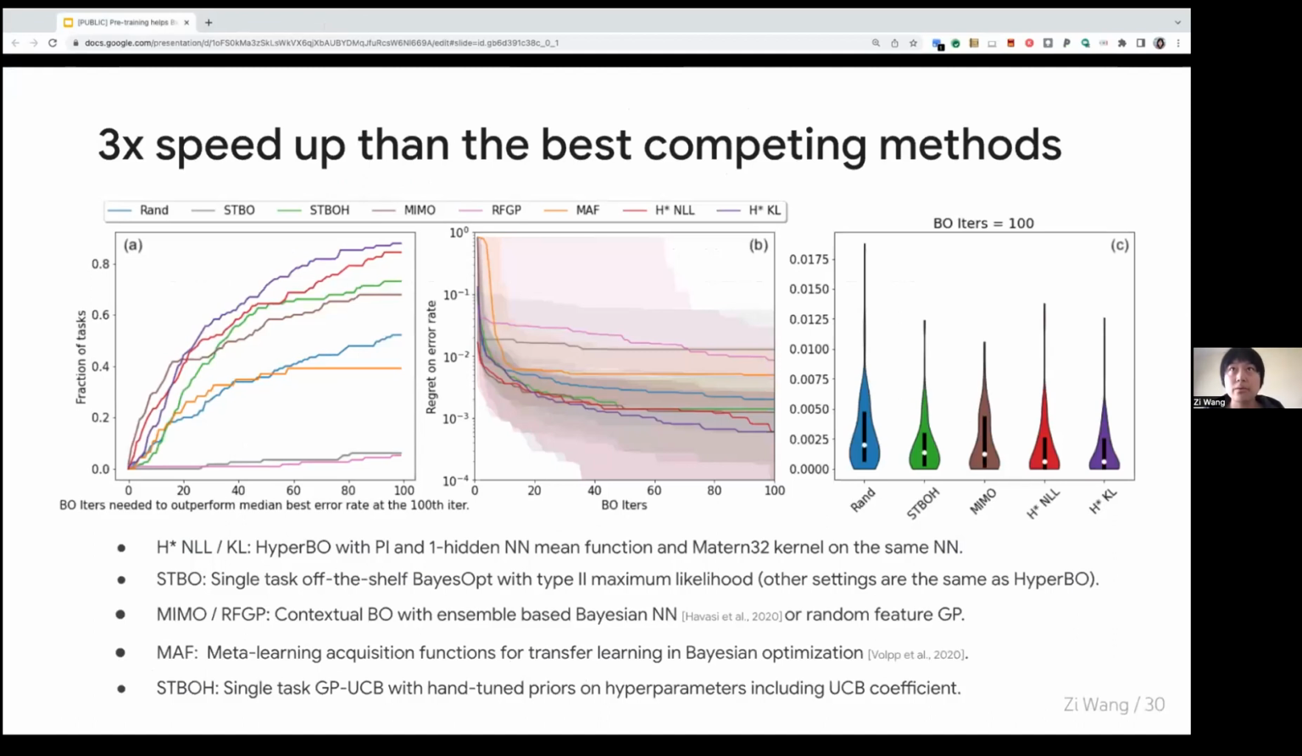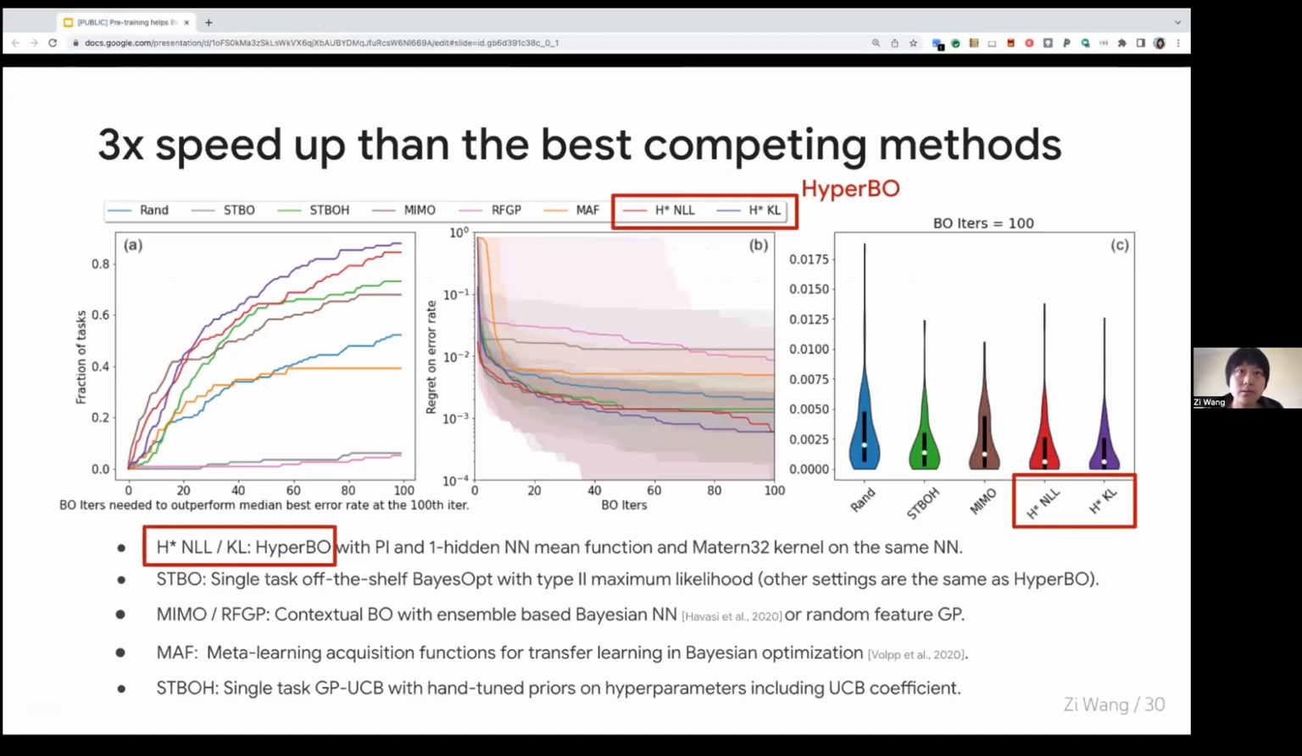We evaluated on this data set for our approach, which we abbreviated as H-star, the HyperBO approach with both NLL and KL. I forgot to mention that in this data set we have a pretty large percentage of matching inputs. In this case, the matching inputs become very important. The NLL methods also incorporate these matching inputs, but it can't benefit from them as much as the KL method.